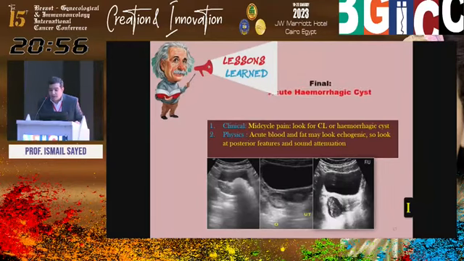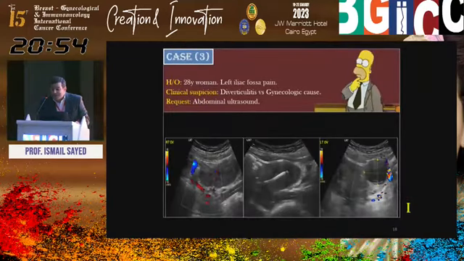Correlate with clinical. Another case, 28 years old, left iliac fossa pain. ER physician, I remember surgeon, suspecting acute diverticulitis. Acute diverticulitis, acute left iliac fossa pain versus gynecologic cause. Alhamdulillah, she has IUD, so I can, yes, I'll tell you in a minute.